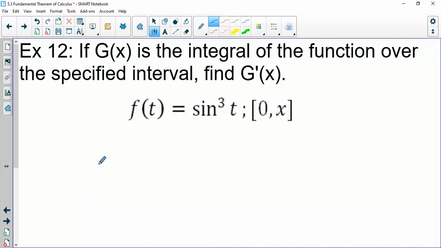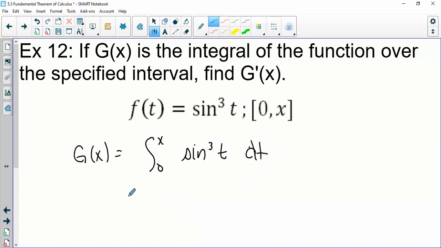g of x is the integral from 0 to x of sine cubed t. So tell me what g prime of x is. What's the derivative of this integral? Sine cubed x. When the integral goes away, the dt goes away. They're together.